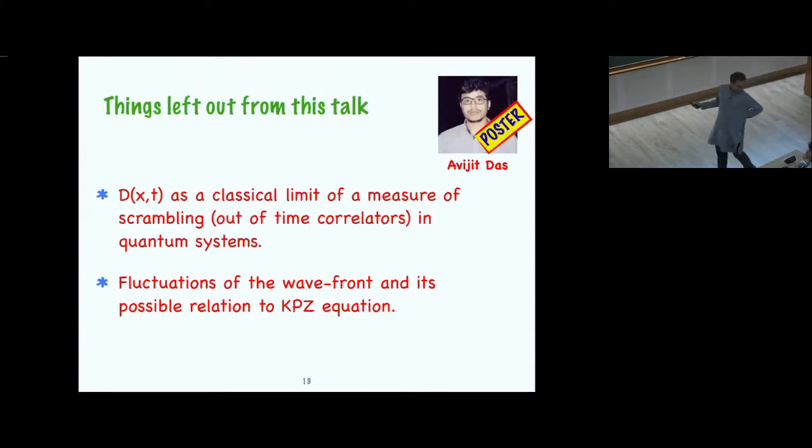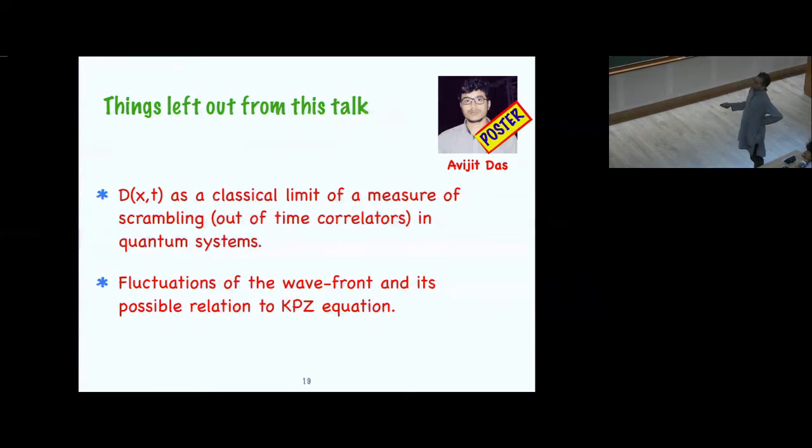So, things I'll leave out from this talk. Since I see 2 minutes, I'll say some of it. You can refer to the poster that Abhijit is pointing out, being given later today. The particular thing I won't discuss is the relation between this cross-correlator, which seems to be the classical limit of the measure of scrambling in quantum systems, which has been looked at quite seriously recently.